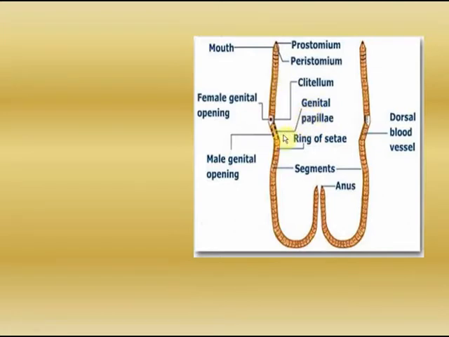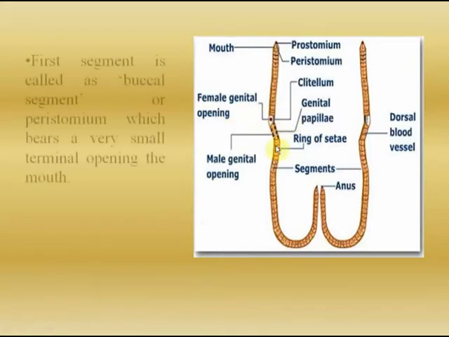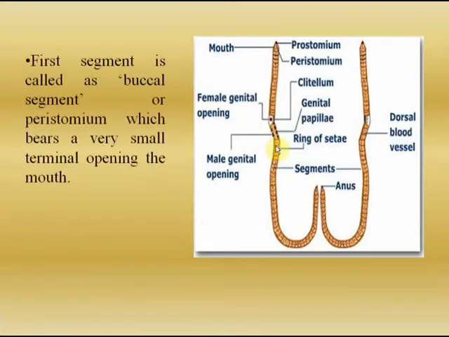This is genital papilla, which helps in reproduction. This is ring of seta, which is S-shaped. This is anus. This is the last segment which bears a slit. This is dorsal blood vessel. This is male genital opening. This is female genital opening. This is genital papilla. So the first segment is called buccal segment or peristomium.